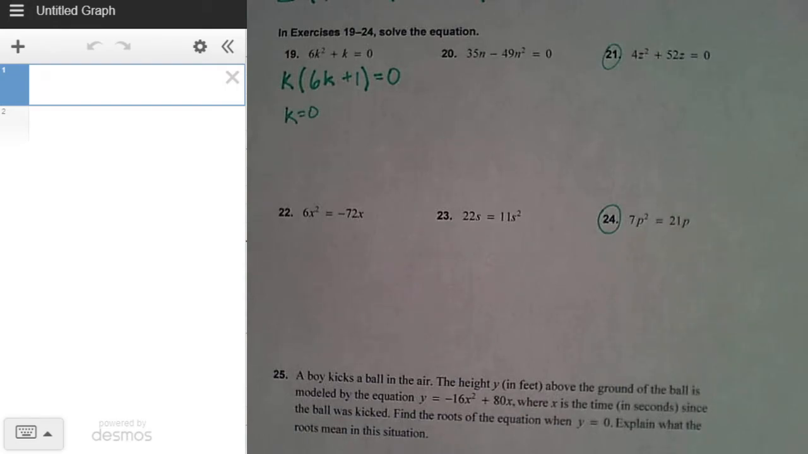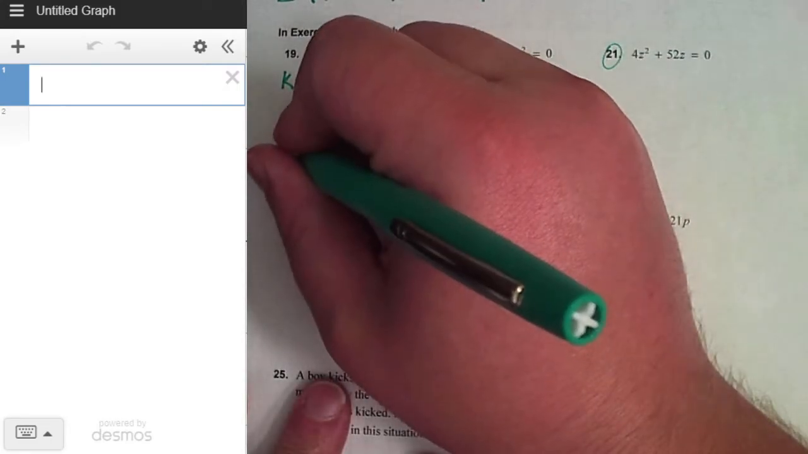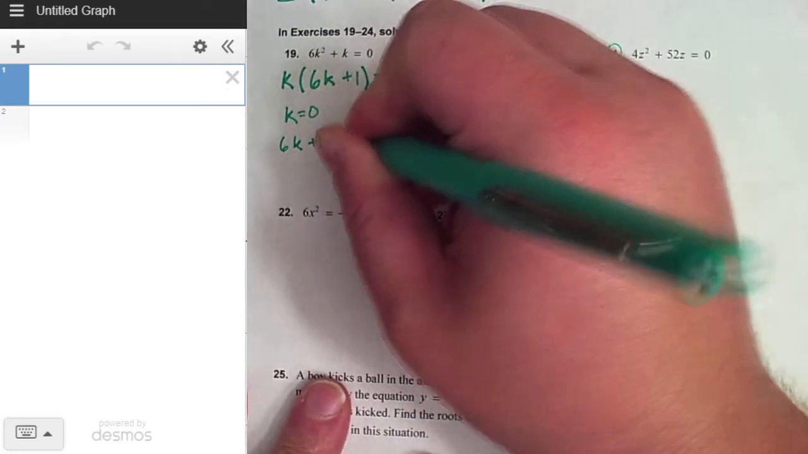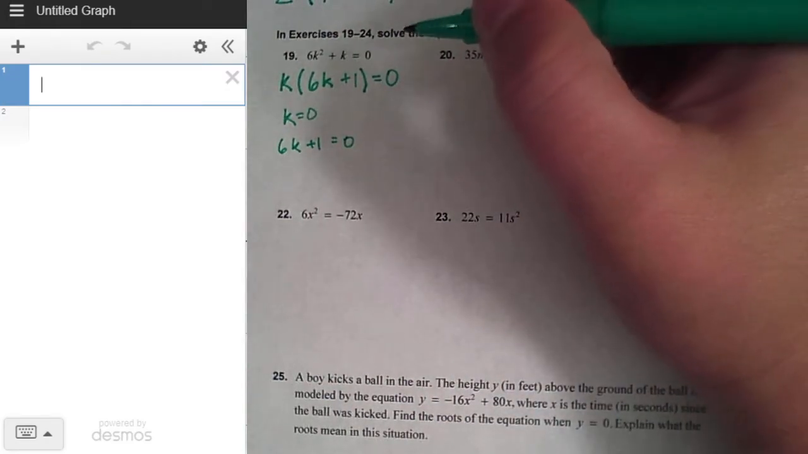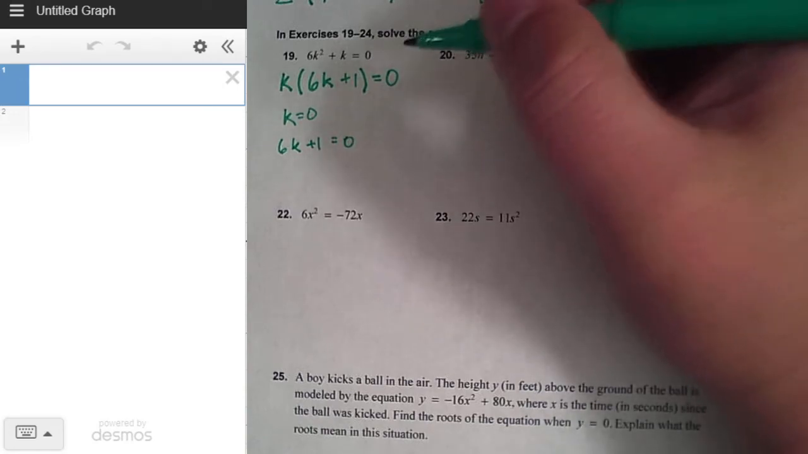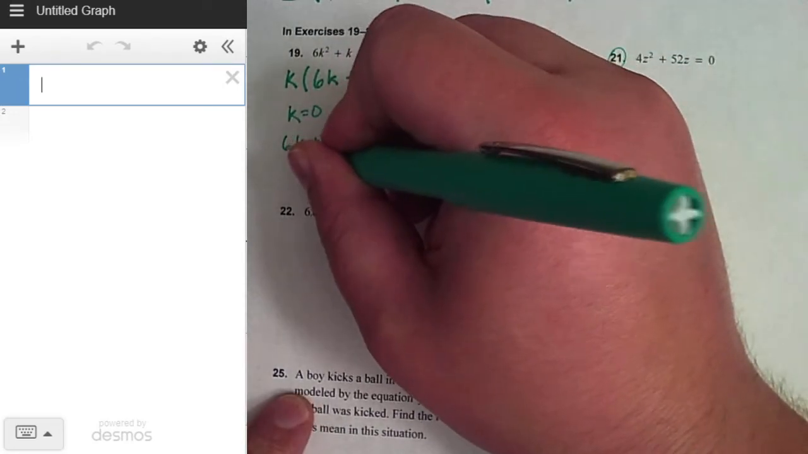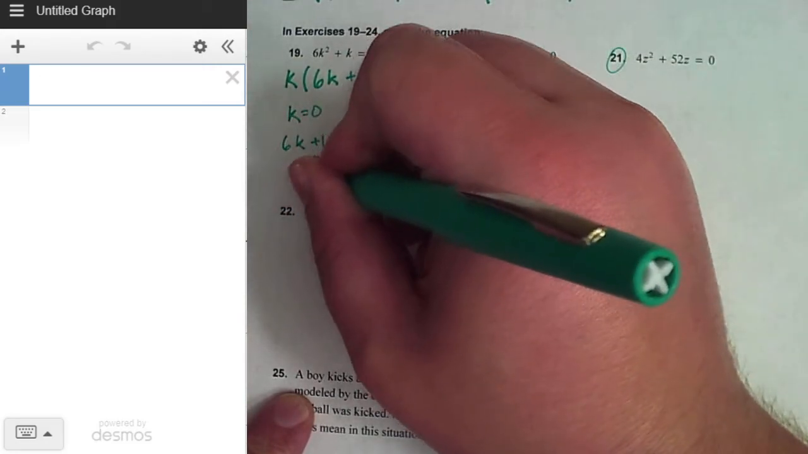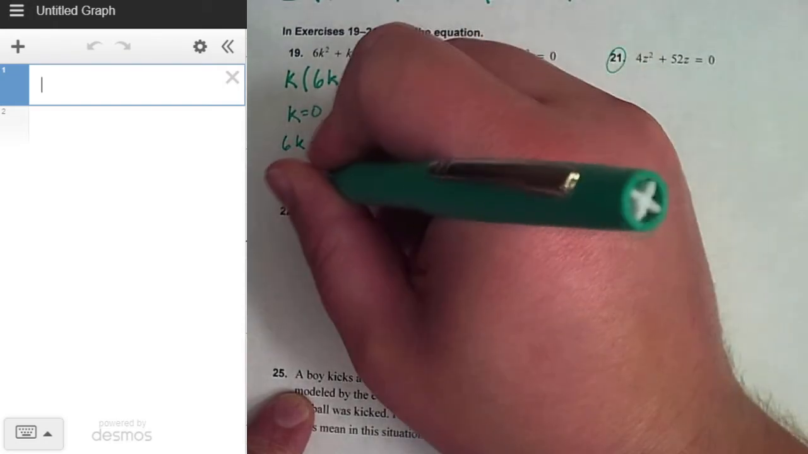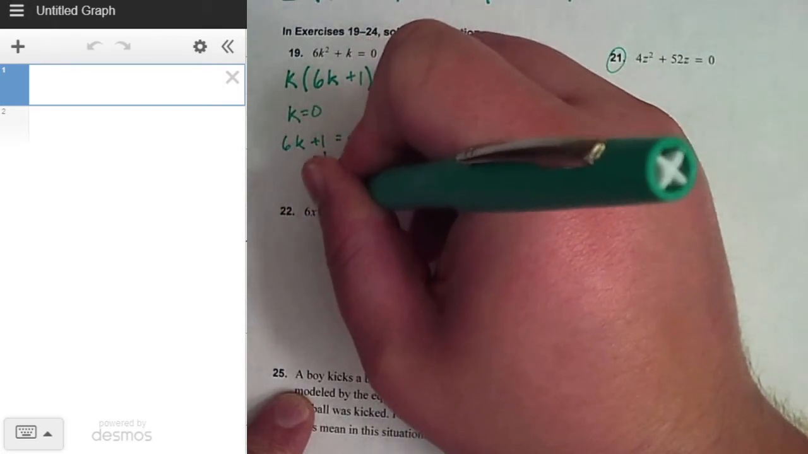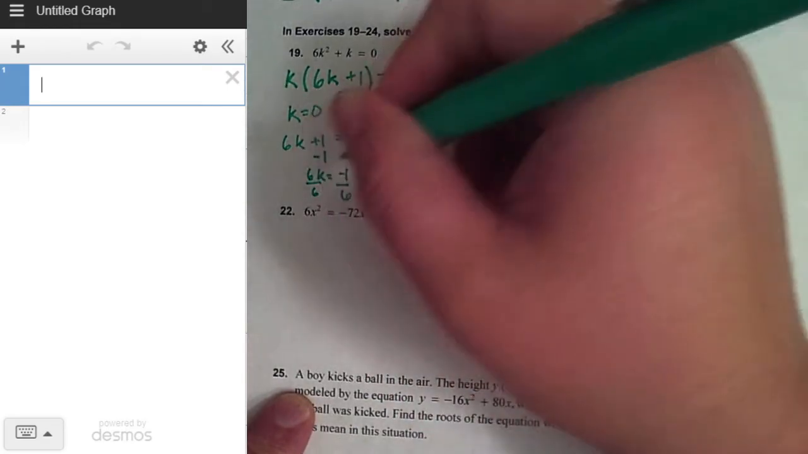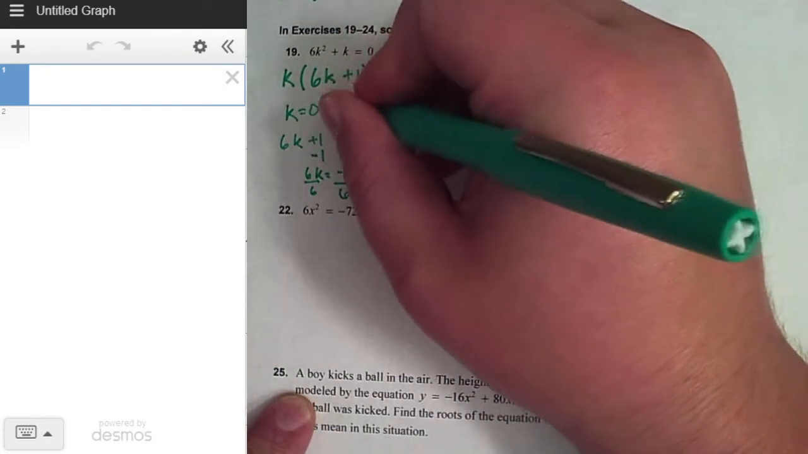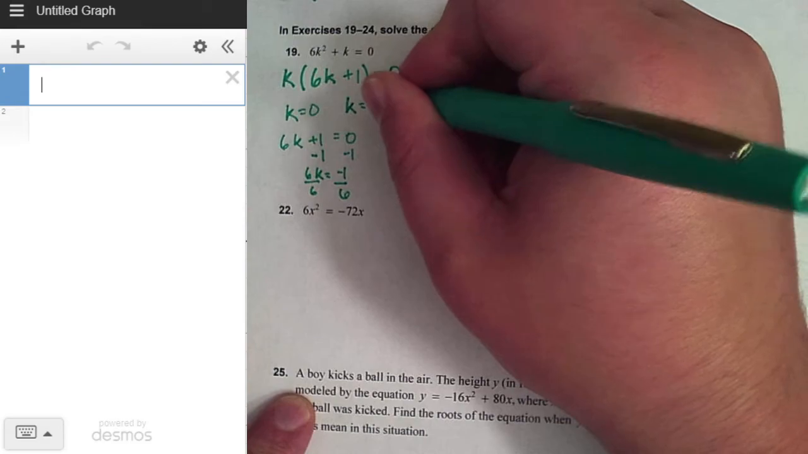And then we see 6k plus 1. So we're going to have to set this factor, 6k plus 1, equal to 0. So what do I do there? I need to subtract 1 from both sides of the equal sign, and I get 6k is equal to negative 1. To get k by itself, I divide both sides and use that inverse operation of multiplication, which is division, to get k by itself, and I find out that k is equal to negative 1/6.